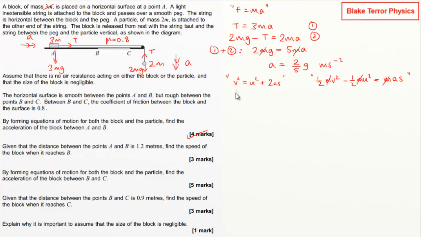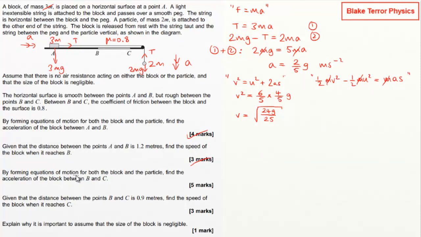U is 0, so we've just got that v squared is equal to 2 times a times s. So that is, what did they say the distance was? 1.2 meters. So 6 over 5 multiplied by 2a, which is 4 over 5 g. So v is going to be equal to the square root of 24g over 25. So no problem with that one.